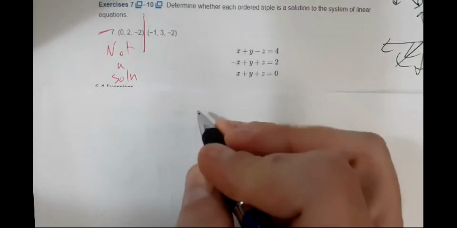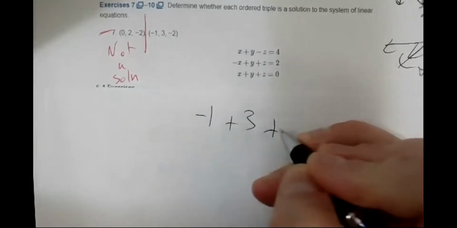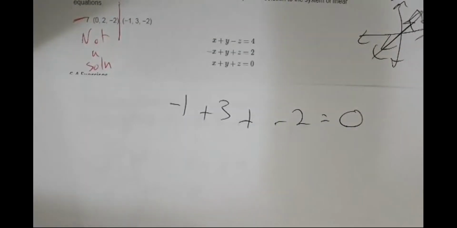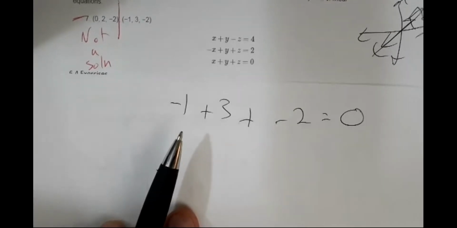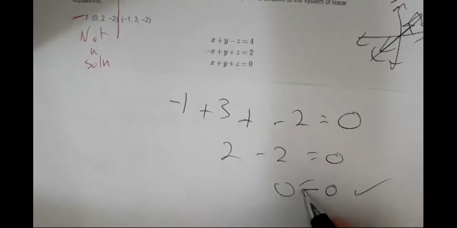Okay, so this is what? -1 plus 3 plus -2. Is that equal to 0? That's the last thing we're checking. That's the third equation there. We have 3 variables, we have 3 equations, we have 3 numbers to plug in. So -1 plus 3 is 2, minus 2. Is this giving me the 0 I want? Yes.